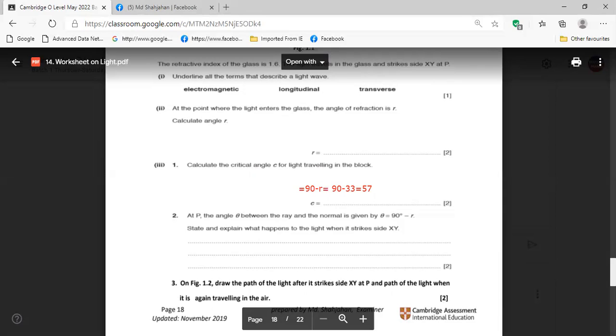So we will write it here, right? State and explain what happens to the light when it strikes side XY. So what you will write here? As the angle of incidence is greater than critical angle, then light is totally internally reflected, right? Is it clear? I didn't understand. You did not understand?